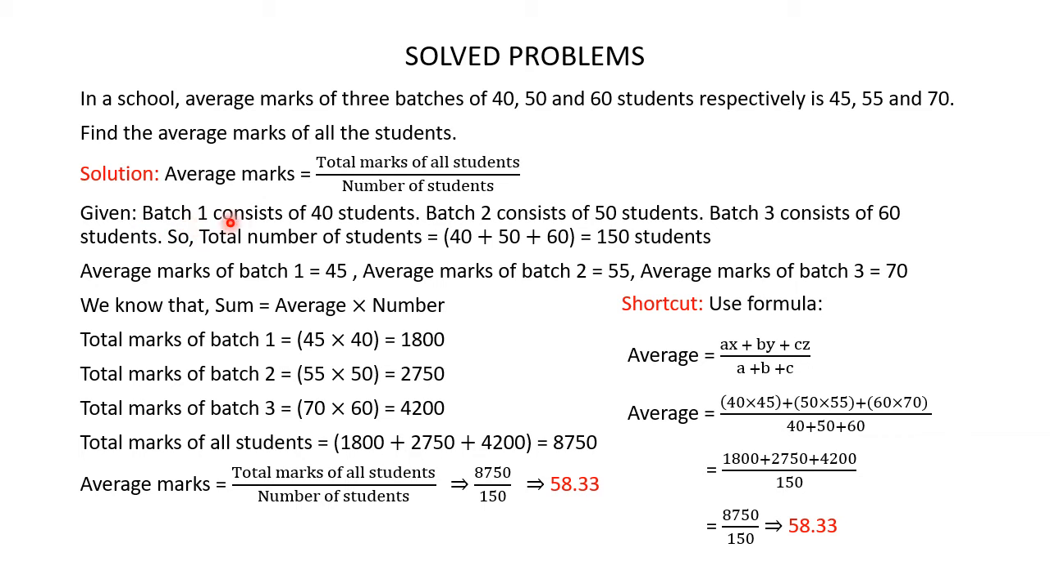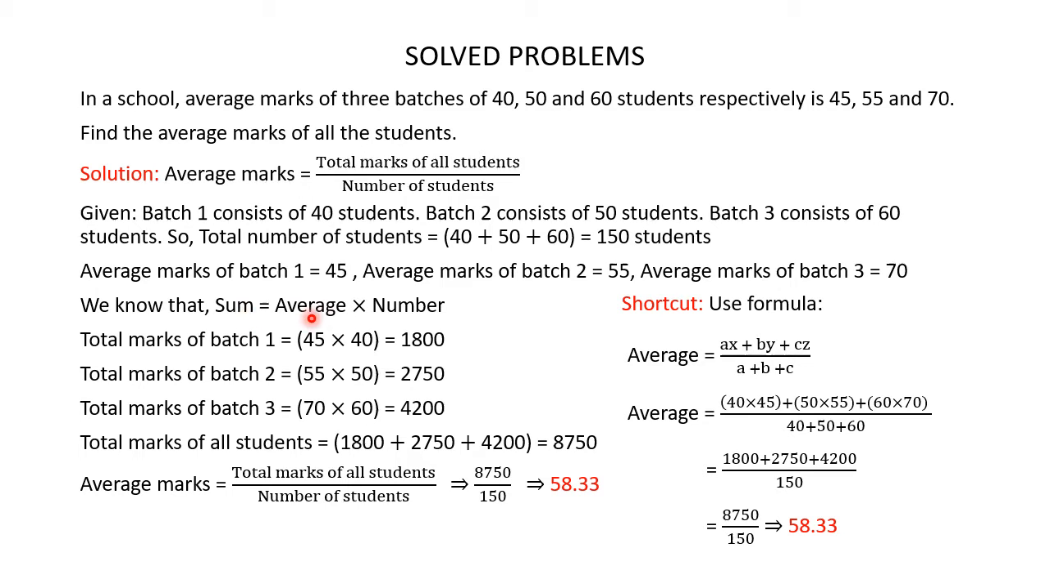It's given that batch 1 consists of 40 students, batch 2 consists of 50 students, batch 3 consists of 60 students. So total number of students is 40 plus 50 plus 60, which is 150. Now we know that sum is equal to average multiplied by number. So to find the total marks of all the students, we'll use this formula. Now it's given that average marks of batch 1 is 45, average marks of batch 2 is 55 and average marks of batch 3 is 70.